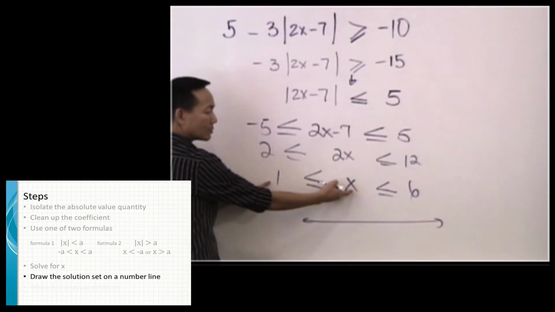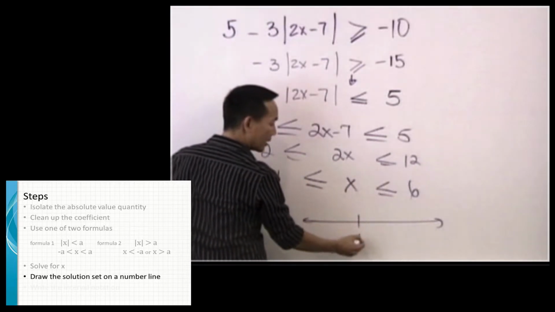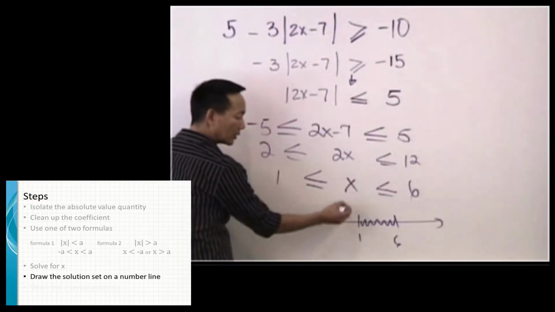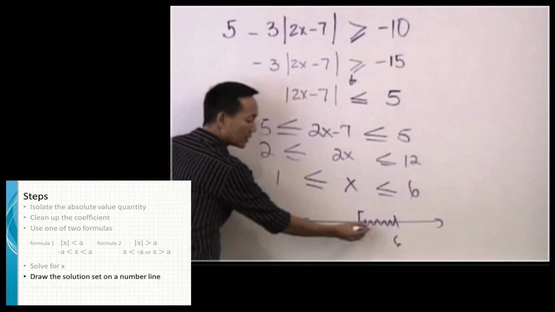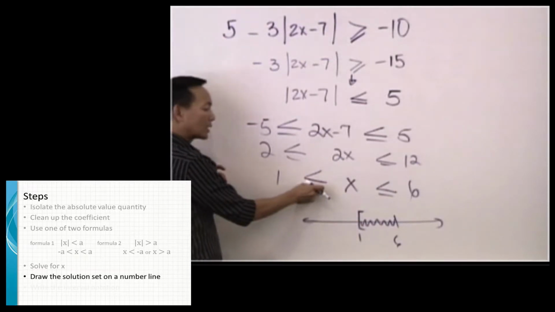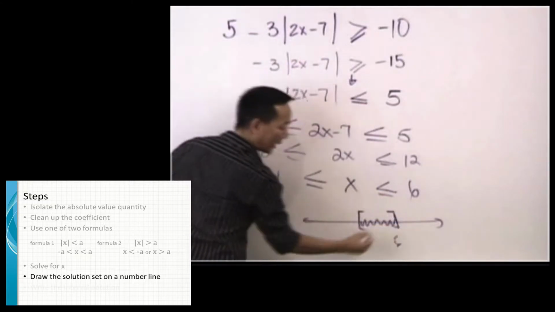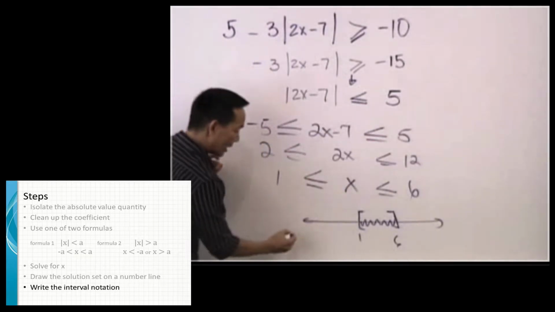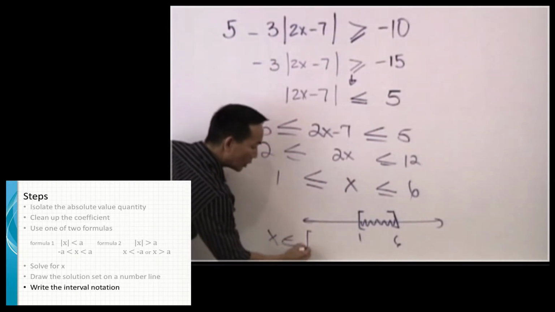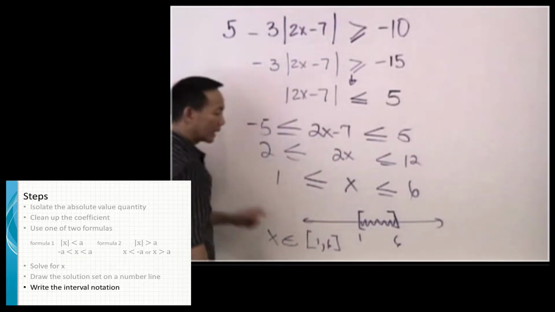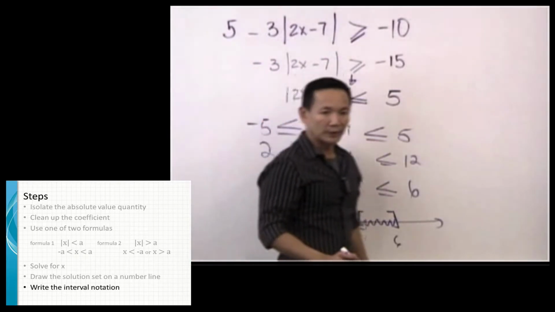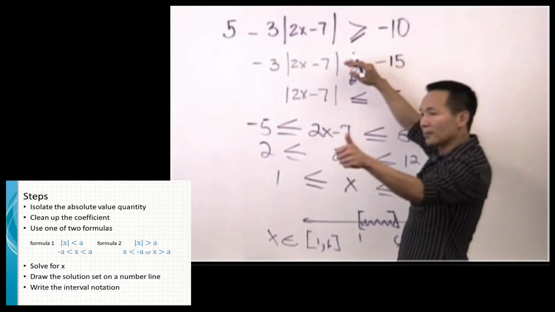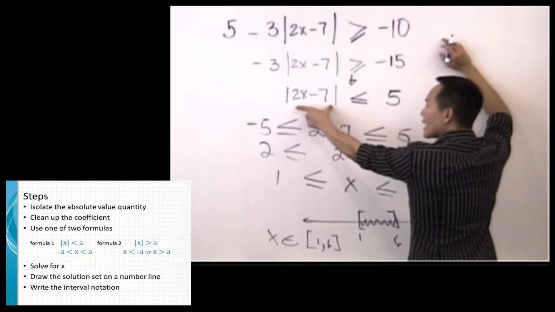So x now is between 1 and 6. So we shade everything between 1 and 6, and around 1, a bracket, due to the equality here, and around 6, a bracket. And then the final interval notation answer is x belongs to the interval 1 up to 6, including 1 and including 6.